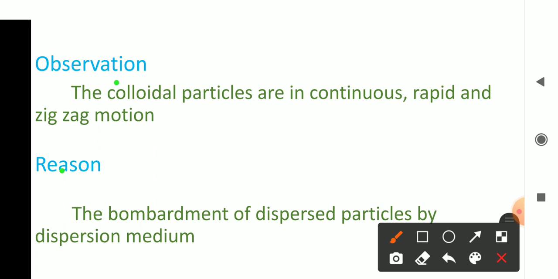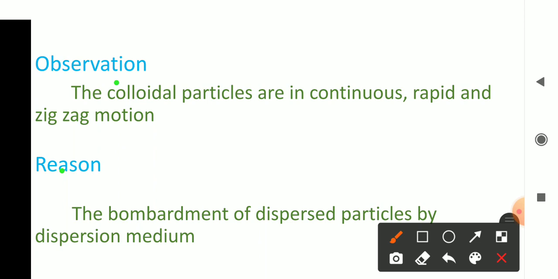Now, what happens is when we prepare a colloidal solution, after it is prepared, there is a bombardment. Bombardment means what? There is a collision. When the dispersed particles are undergoing bombardment with the dispersion medium, what is observed? The continuous rapid movement of the colloidal particles is observed. That is why we are able to see the continuous movement of the colloidal particles under a powerful microscope.